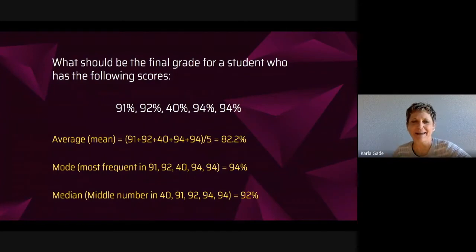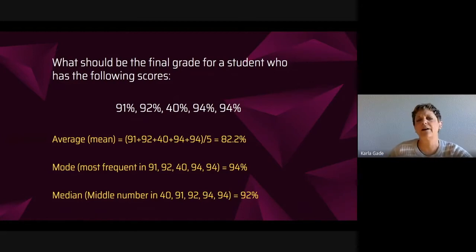As you can see, the mean calculation produces a score of 82%, or I think what most of us would call a B, B minus. The mode, which is the most frequent, actually produces 94%. And the median, which is the middle number in the data set, produces a grade of 92. So both the mode and median calculations resist the effects of the outlier, the 40%.